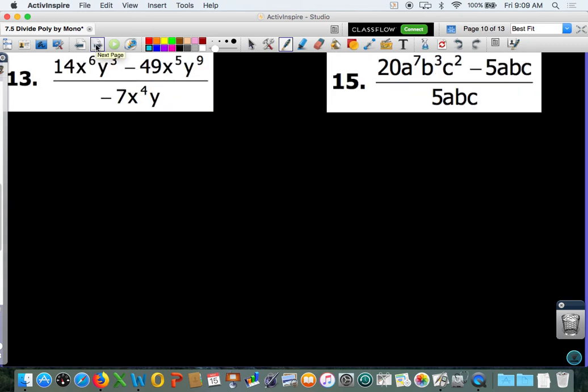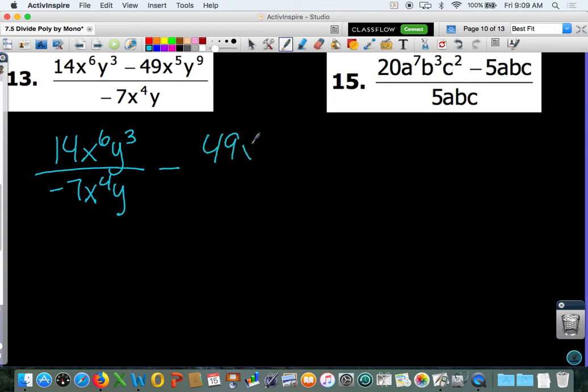Still works the same way, exactly the same way. So from here, maybe pause your video and try 13 on your own. Number 13, you'll make it 2 fractions. So 14x to the 6th y cubed divided by negative 7x to the 4th y, minus 49x to the 5th y over negative 7x to the 4th y.